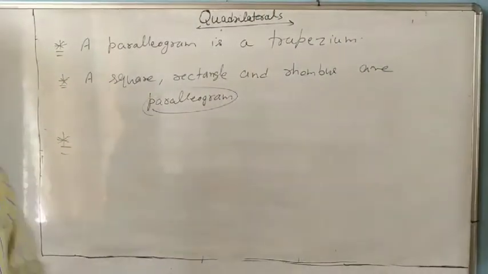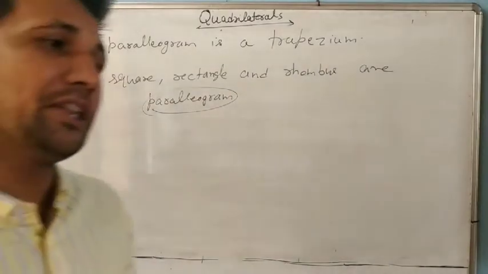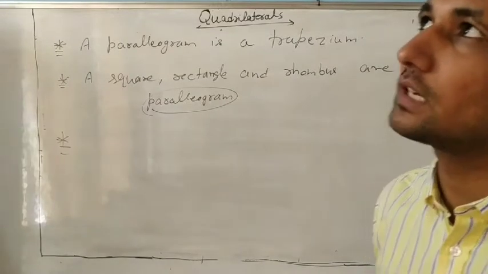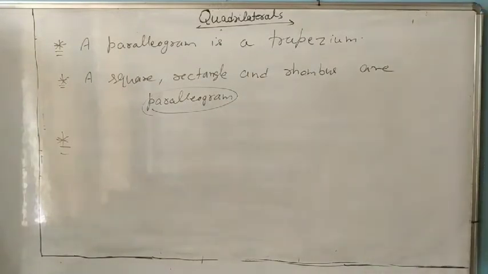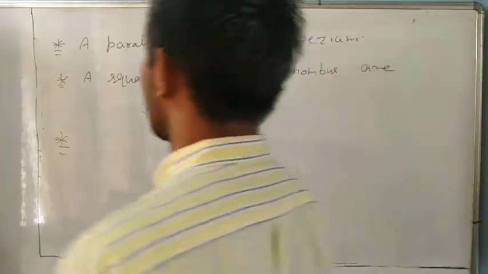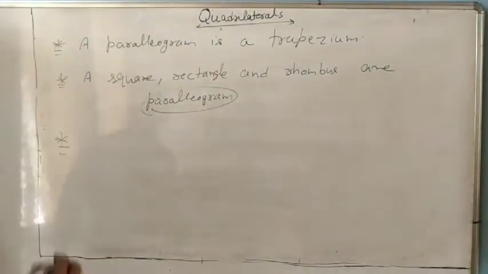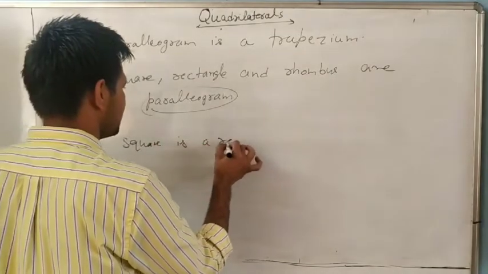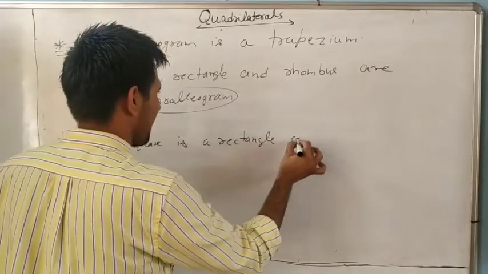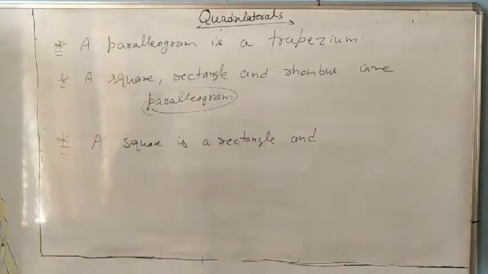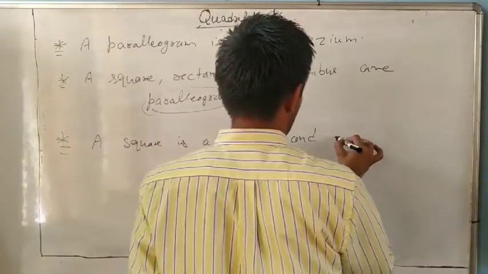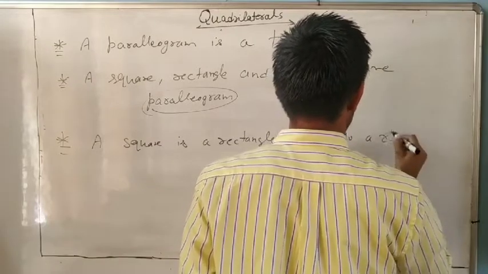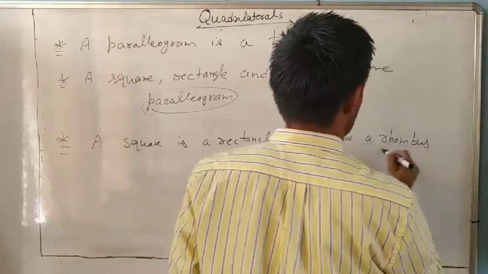If you want to find the difference between a square and a rectangle, there is only one difference. In a square all sides are equal, but in a rectangle they are not. It means every square is also a rectangle. One more, note it down: a square is a rectangle, and a square is also a rhombus. Understand it?